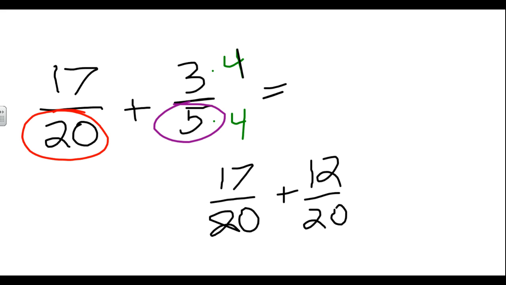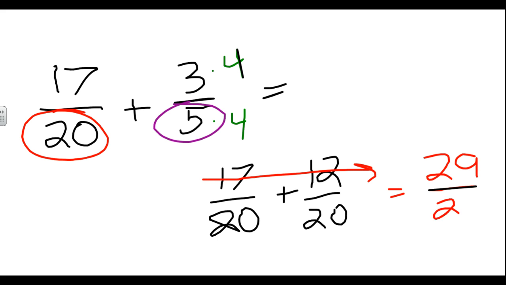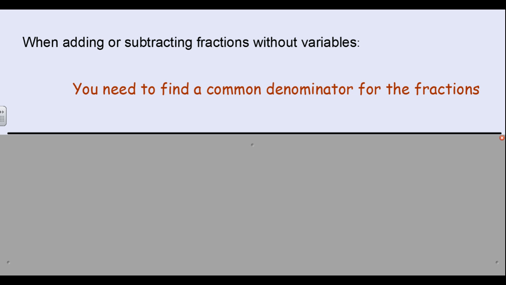Then we can add across the numerators because we have the same denominator to get 29, and the denominators stay the same, so our final answer here is 29/20. That is the sum of 17/20 and 3/5. It is an improper fraction. We could transform it into a mixed number if we wanted to, but we really don't need to at this point.